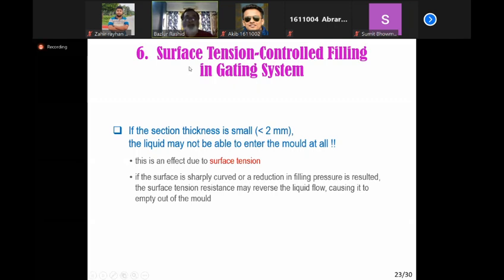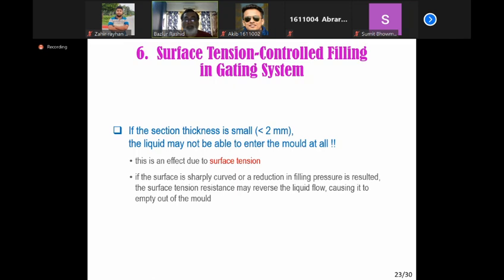So our next topic is surface tension control failing in gating system. We know about surface tension, and if the section thickness of the channel is very small, then surface tension force comes into effect. And because of this surface tension, liquid metal may not enter the mold cavity at all.